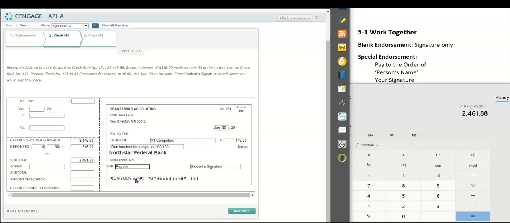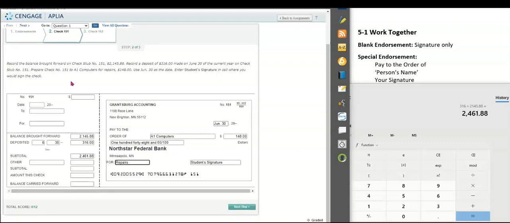Okay, so now, since we've written the check, it doesn't really tell us, but you need to finish out your check stub, okay? So this other line right here is like if you are checking your statements and you have a bank fee or a credit card expense fee or something, you would put that here. For now, we don't have anything to go in this box, so we're just going to skip it. And so our subtotal again is just the same number, 2461.88, okay, because there's nothing going on in this box.